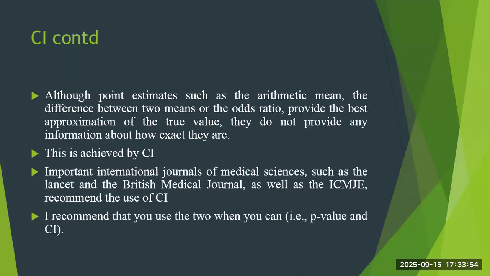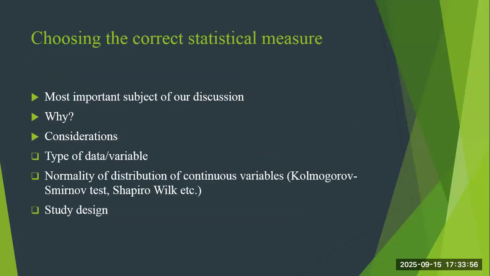I'll quickly just leave this whole thing and go to how to choose the correct statistical measure. So how do we choose the correct tool? When do we use chi-square? When do we use ANOVA? When do we use all those things we hear? That's what we're going to do in the next 10 minutes or 15, so you can have your questions, because I have 1 hour to make this presentation.